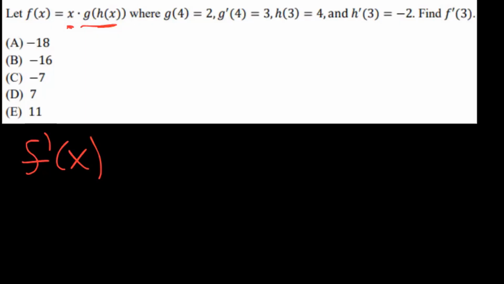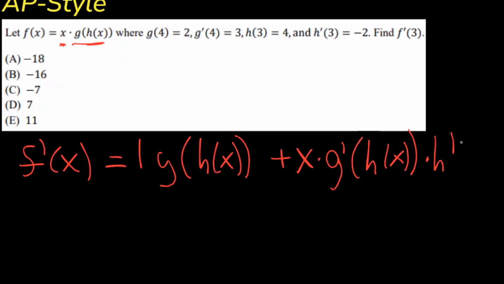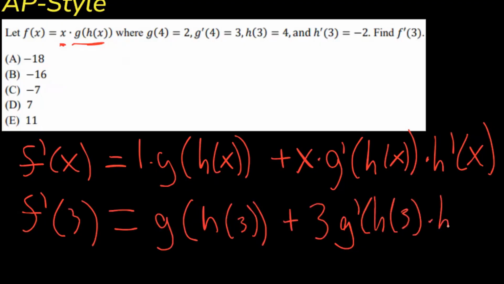But the key is to recognize this. This is x times a composite function. So this is a product rule with a composite function in it. So derivative of the first is 1 times the second, g of h of x, plus the first times the derivative of the second, which we would use the chain rule, g prime of h of x times h prime. And then we want f prime of 3. So this would be g of h of 3 plus 3g prime of h of 3 times h prime of 3.